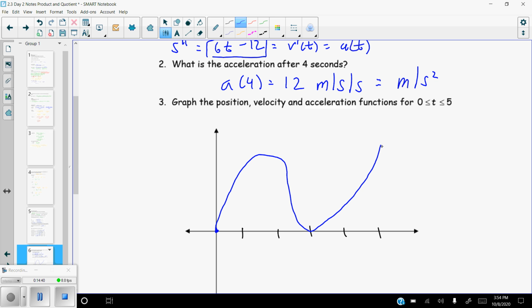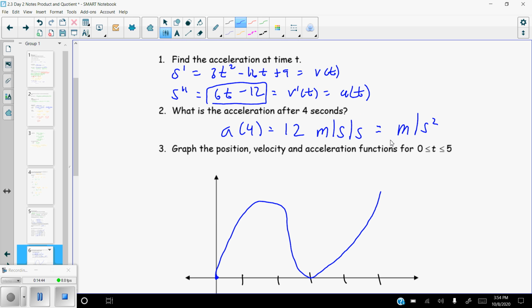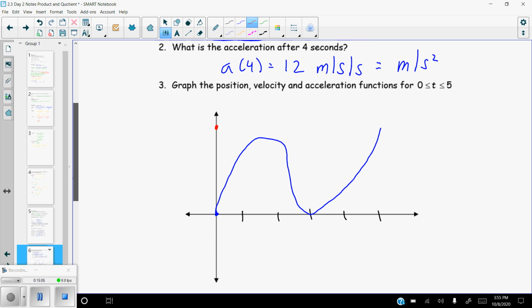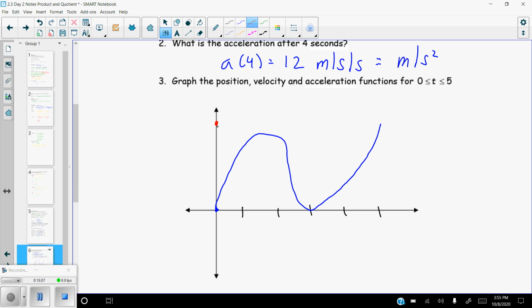Now the velocity, let's scroll back up here, the velocity is 3t squared minus 12t plus 9. That's a quadratic, so we know the shape should look like a parabola. From 0 to 5, at time 0, that's going to be at 9. Let's switch colors here. So it's going to hit up here somewhere, and then it's going to come down this way, cross through the x-axis at 1.